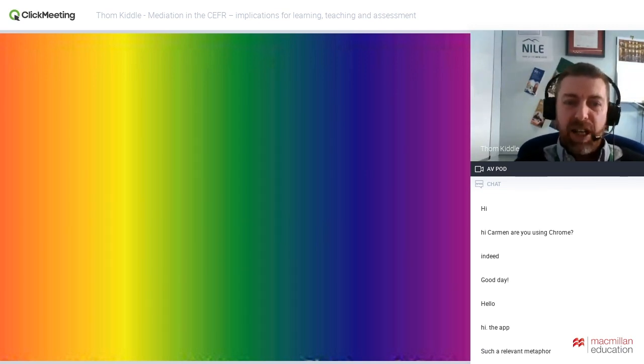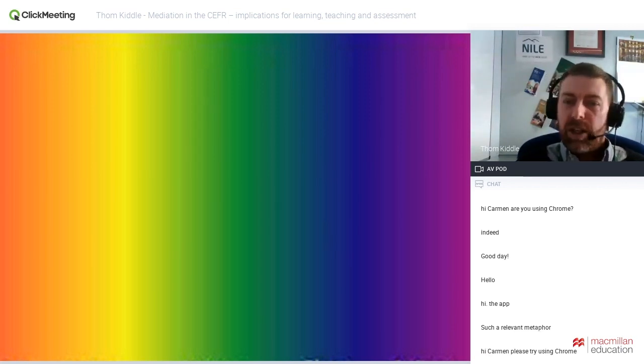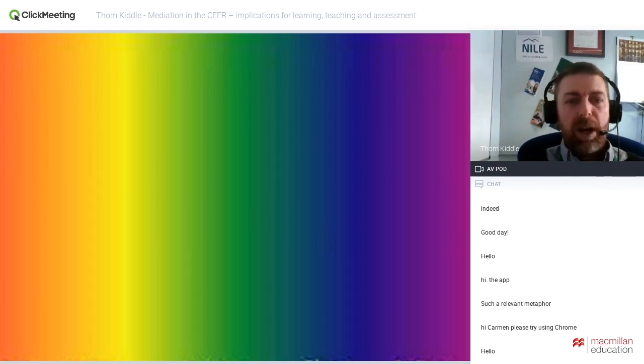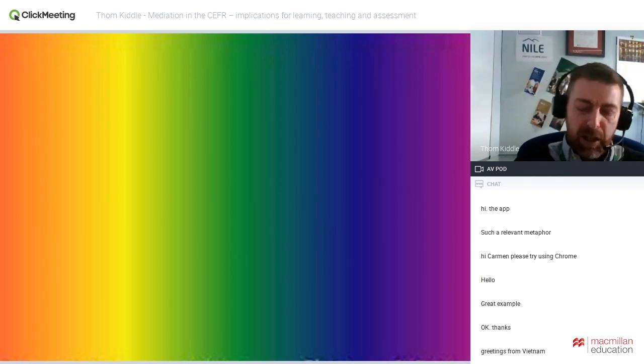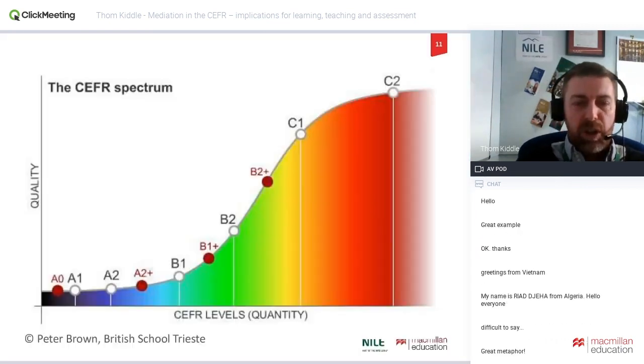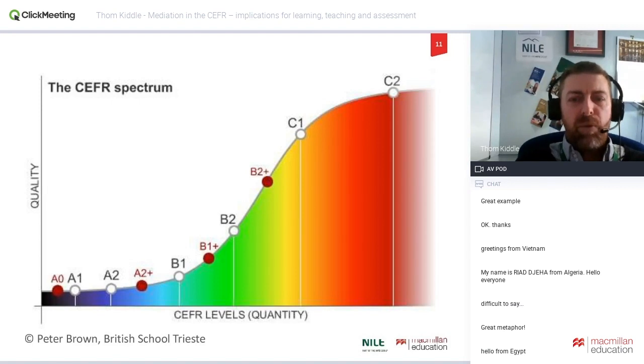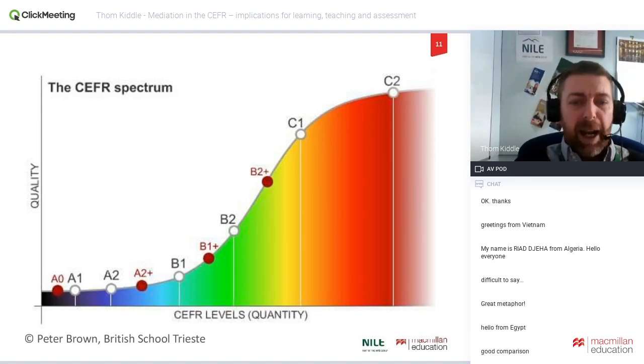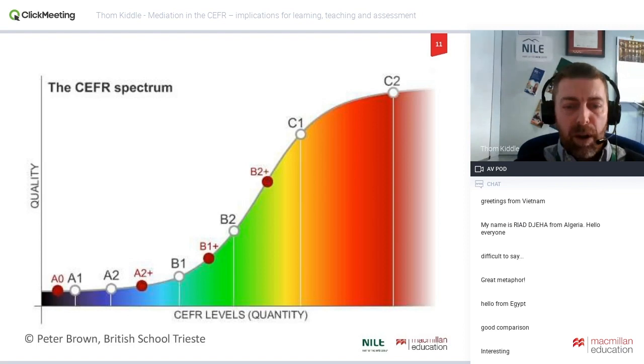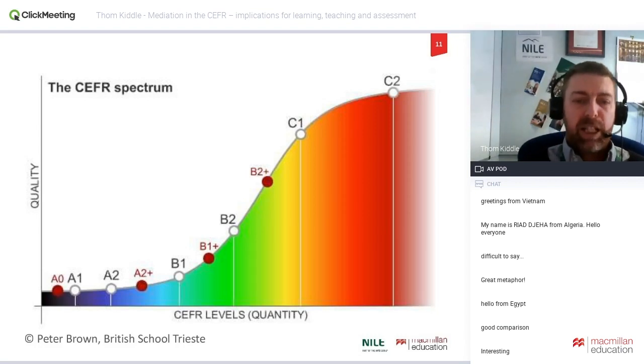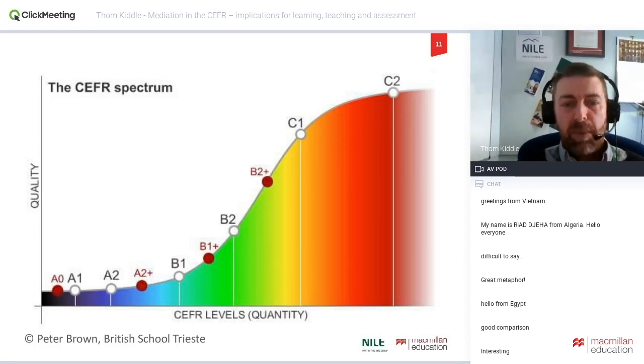Yes, it's easy to say there it is, and that's the color, but where does that color start and where does that color end is quite difficult to define. And in fact, even looking at a spectrum on that kind of one-dimensional or plane is not really enough. We need to think, as my colleague in British School in Trieste, Peter Brown, describes it, of an idea of a spectrum, but also a two-dimensional approach to that, and the fact that we're not always working on the same aspects of language proficiency as we move up the levels.